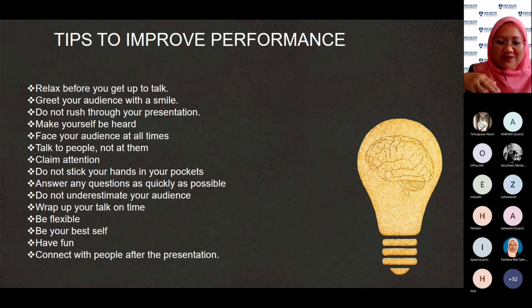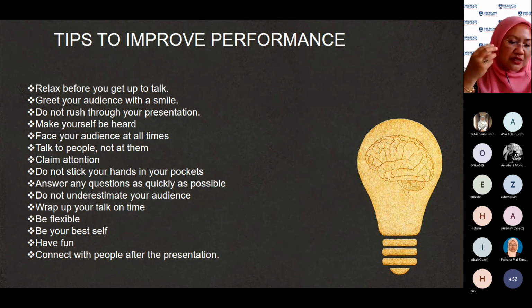Do not stick your hands in your pockets. We talked about this just now. Answer any question as quickly as possible. That's also a technique in answering questions. What if you cannot answer the question? Are you going to say, oh, I don't know the answer? It is good to admit that you do not know, but you cannot just stop there. Perhaps you can say something like, this is not actually my area of expertise, or it is far beyond the topic I have talked about just now. Perhaps I can get back to you after this.